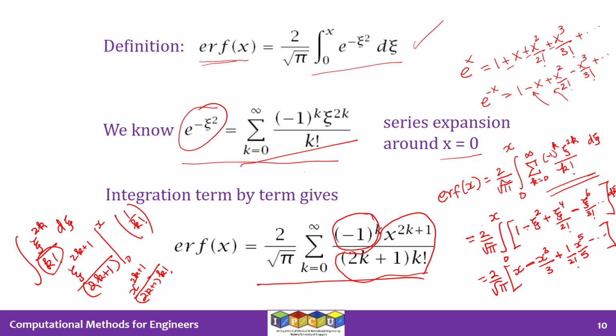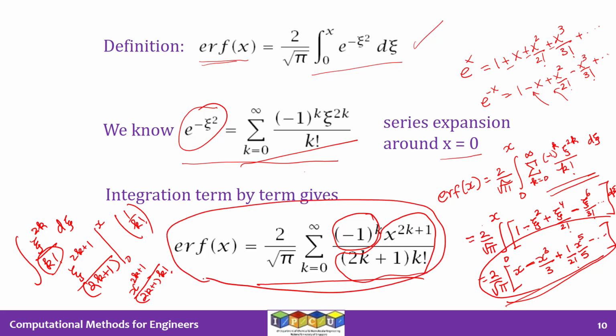This takes care of the alternating sign. When k is odd, you will get a minus sign for minus 1 to the power of k, and when k is even, you're going to get plus 1 for those terms. So you can see that this represented in a compact form is what is given in this particular slide.